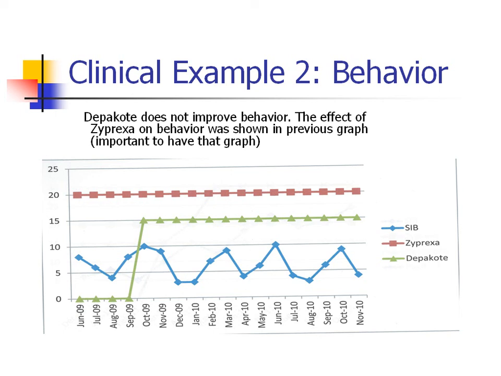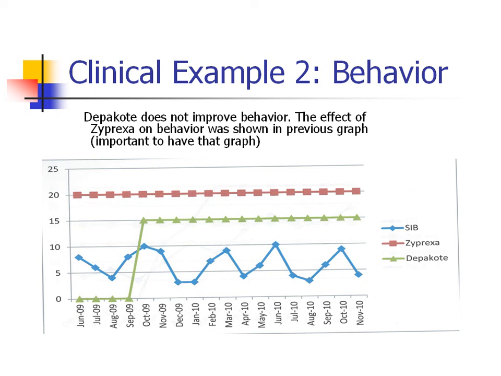Depakote is also a seizure drug, but it also can affect behavior, especially conditions like bipolar. So the Depakote was increased up to 1,500 milligrams per day and remained on that. And you can see the behavior continues to fluctuate, but it does not improve. The best that has been done is between 5 and 10 episodes per month of self-injurious behavior. So this looks like the Depakote was ineffective.